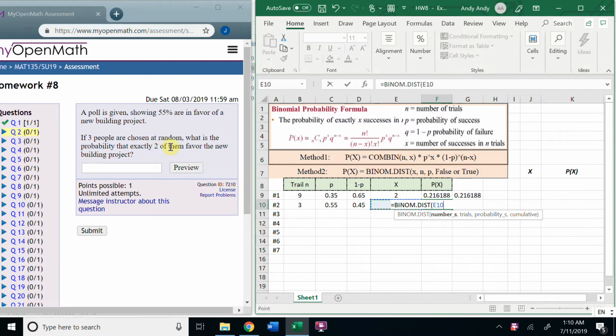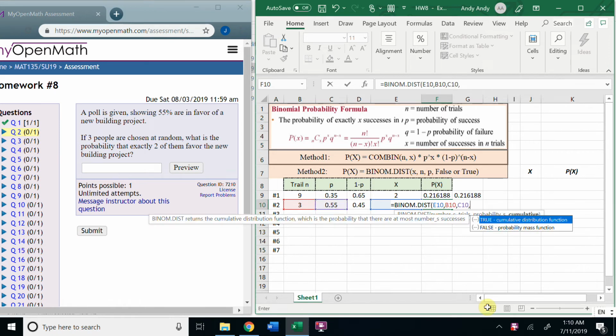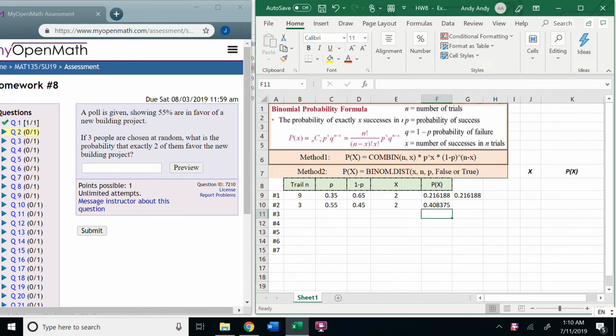X is 2, since 2 of them favor the new building. N is 3. Probability is 0.55, and same as the first one, choose false. And we copy the answer.